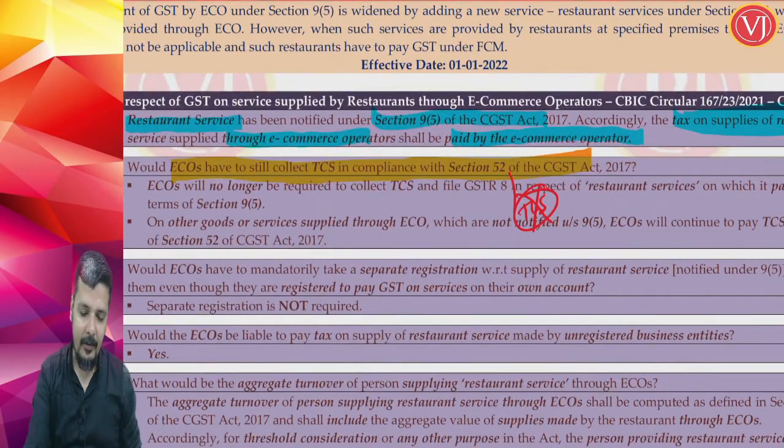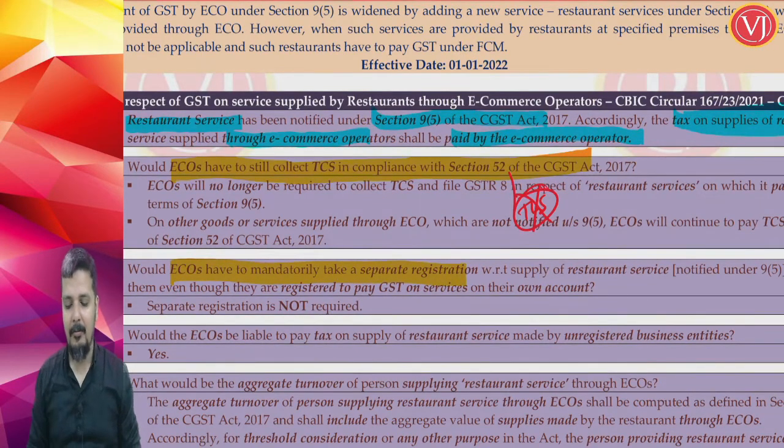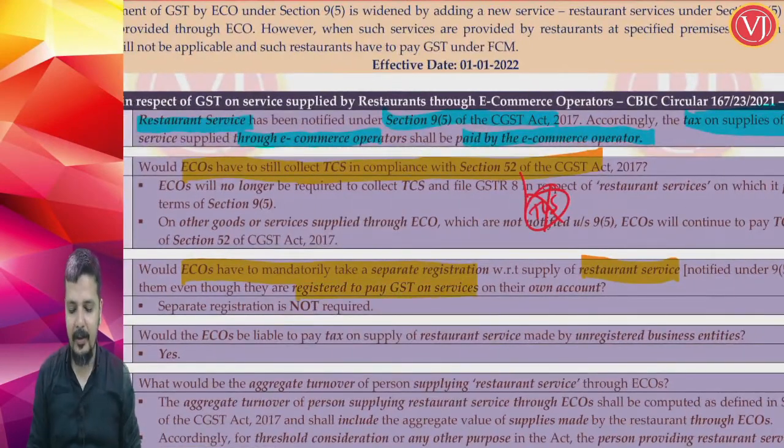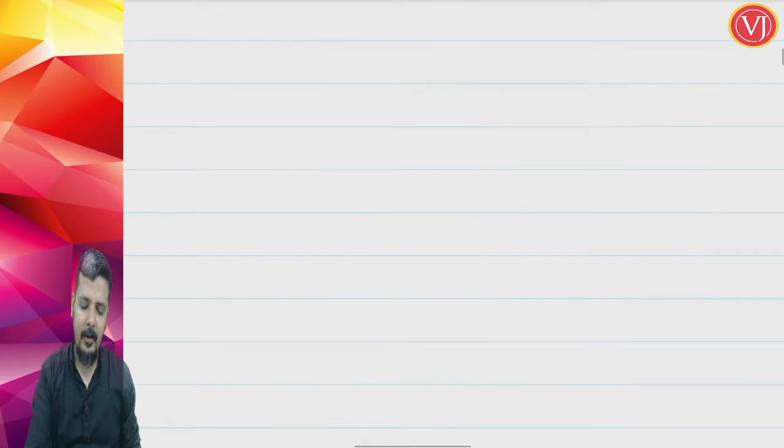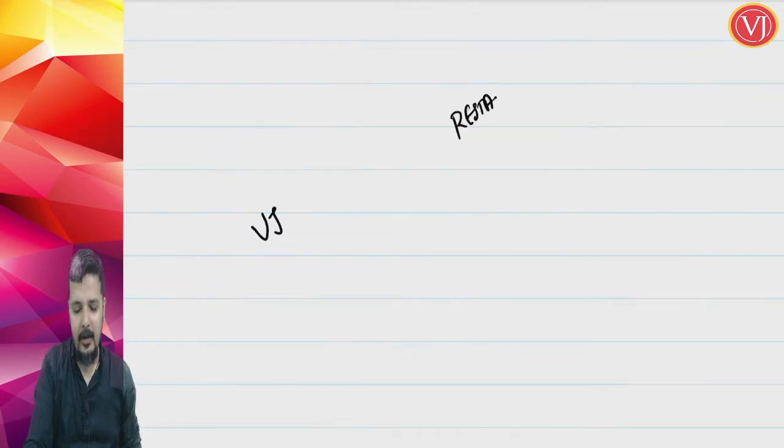Now the next clarification which was there was whether the Eco have to take mandatory separate registration with respect to restaurant services, even though they are already registered to pay GST on their own account, which means the Eco initially were paying GST on their commission. Now suddenly they had said that you don't pay GST on the commission, you pay GST on the entire restaurant amount. Supposing you are placing an order against a restaurant where the order is placed via Swiggy.